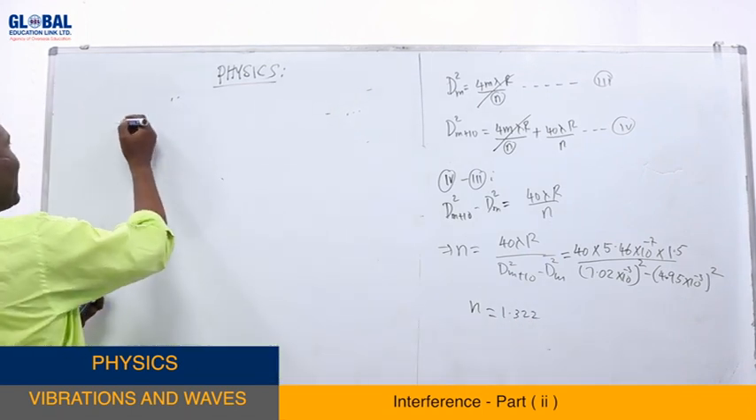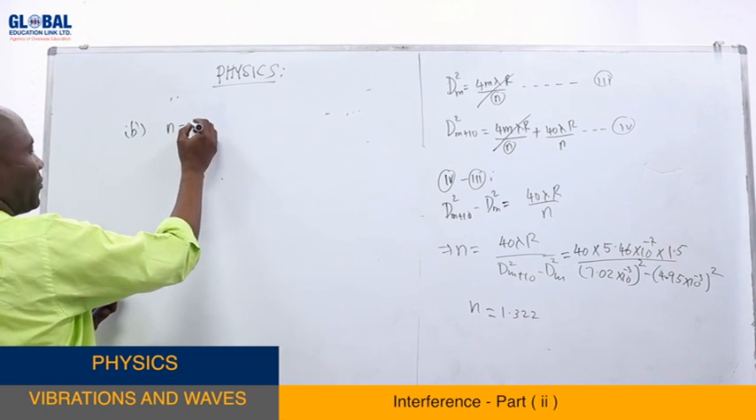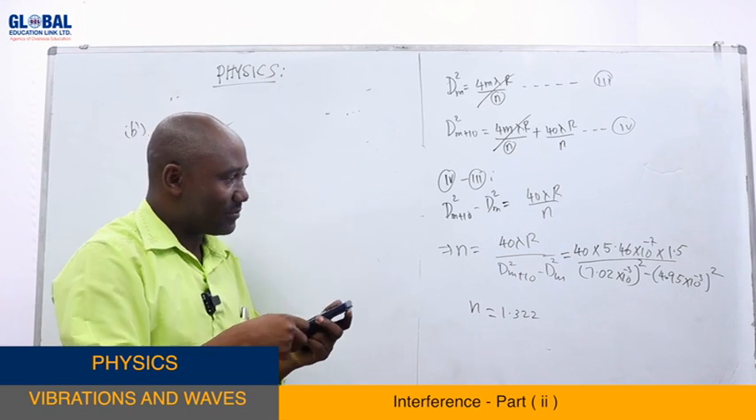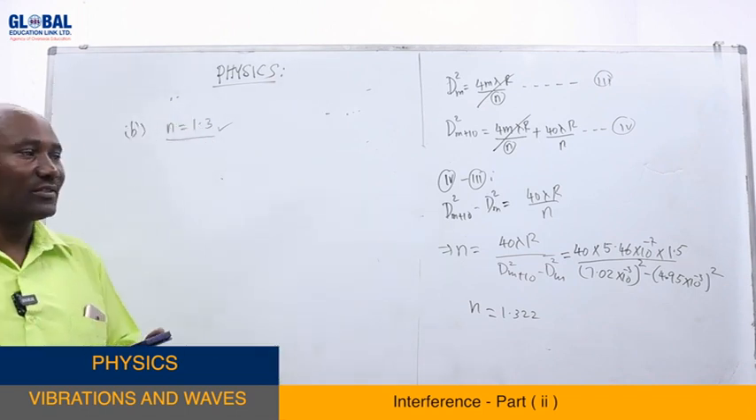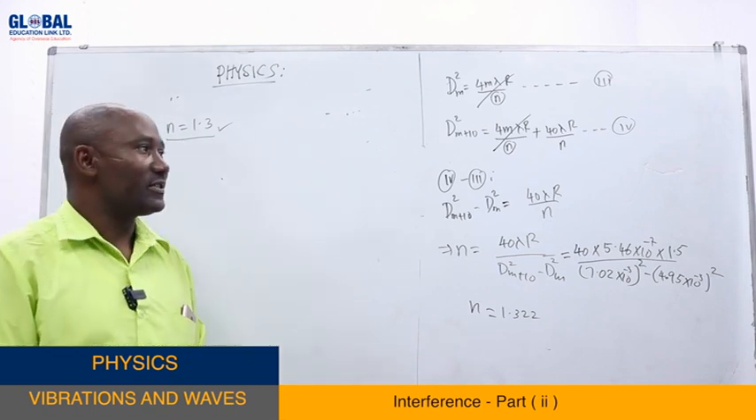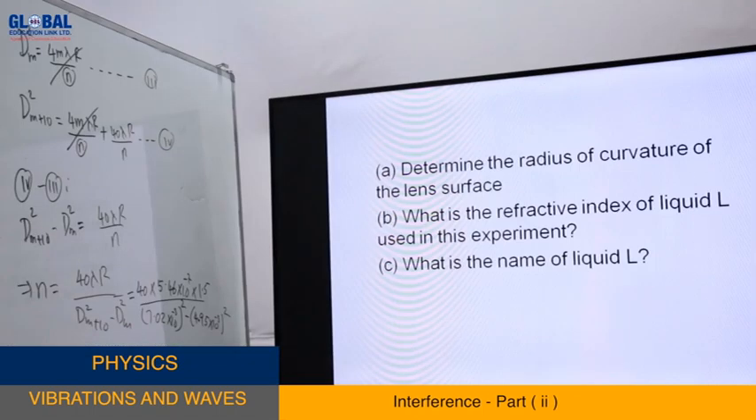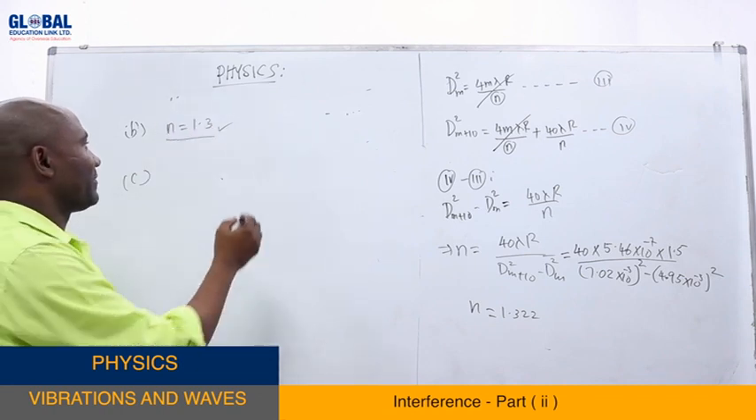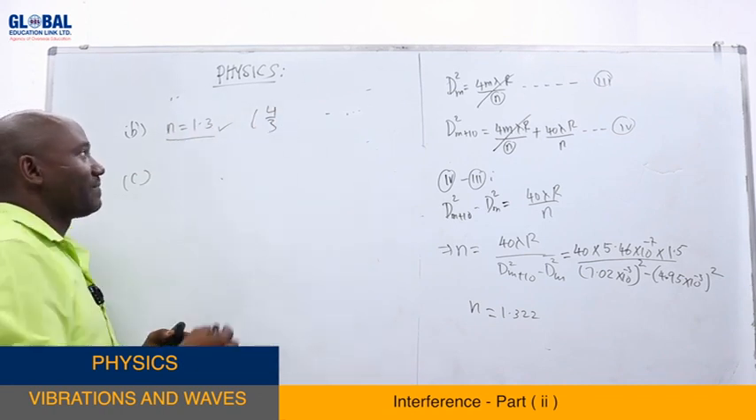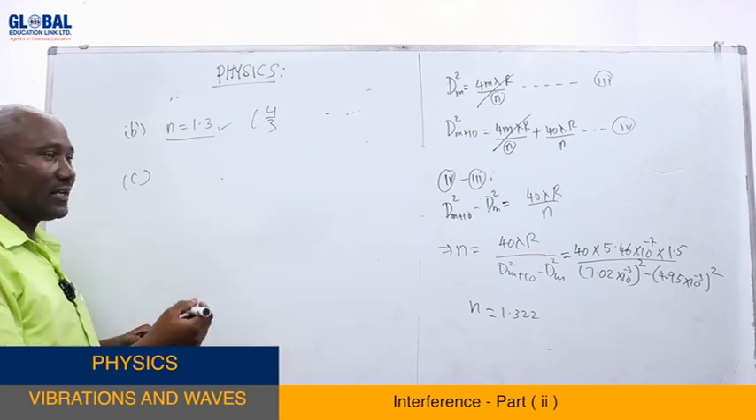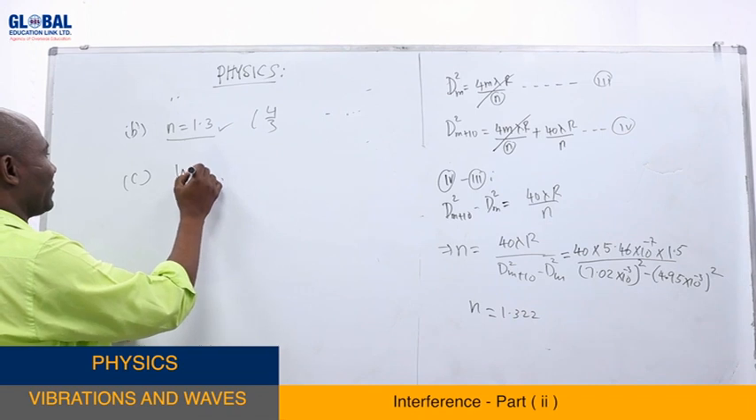So this is approximated now. This equals 1.3 because of errors and because of approximations. That is the refractive index of the liquid that was introduced between the surfaces. That was part B. Part C, what is the name of that liquid? We know the refractive index of water is exactly 4/3. So this looks like the liquid in between was water.